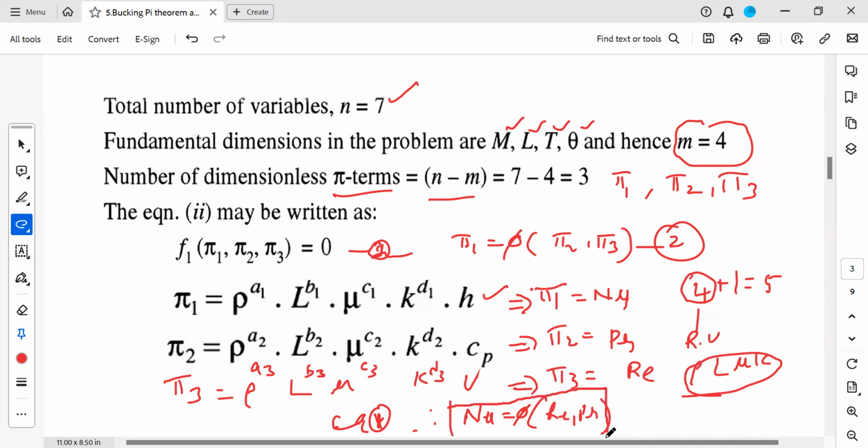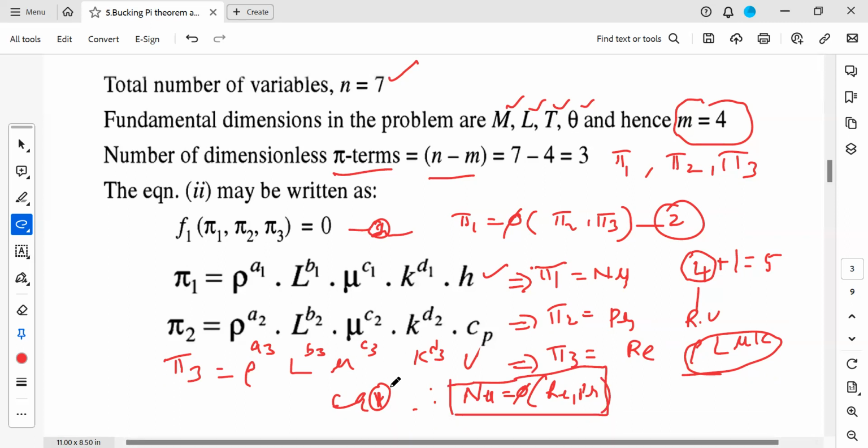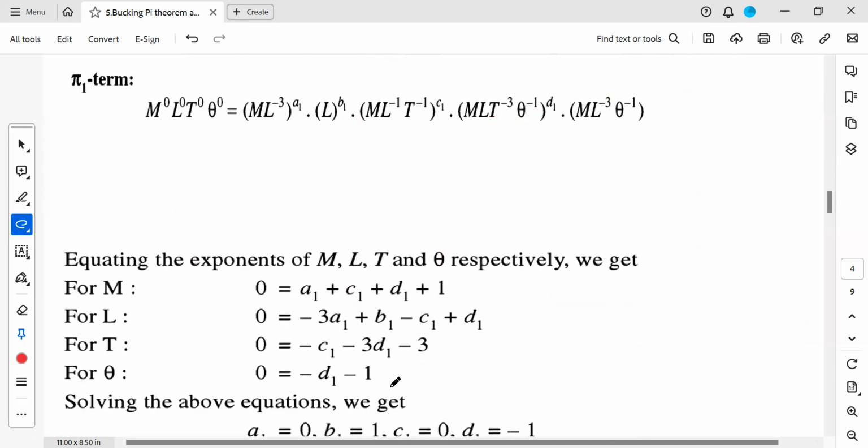This is the relation we are developing using dimensional analysis, or Buckingham's pi theorem, in the case of forced convection. First we will see the pi 1 term. These are the dimensions of rho, the dimensions of L, the dimensions of mu, the dimensions of k, and the dimensions of h.